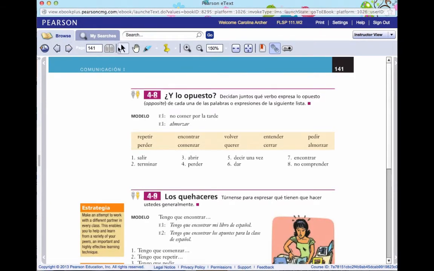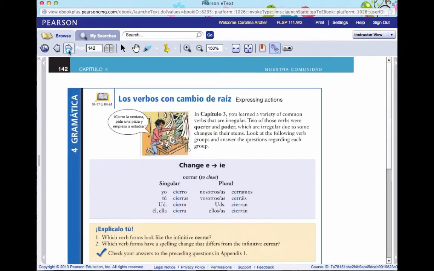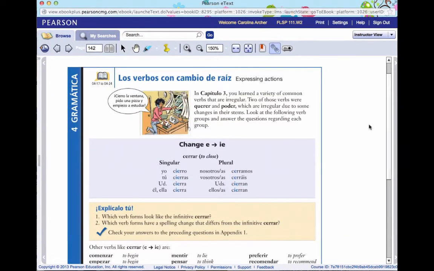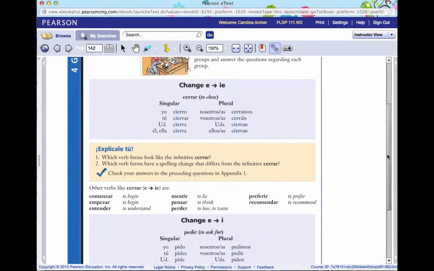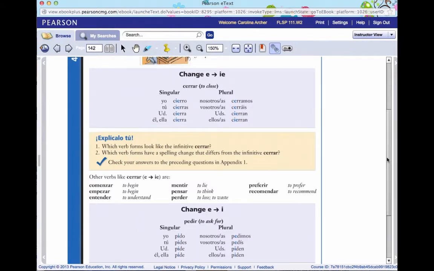And then we have verbs that have a change in their stem, in the root. Verbos con cambio de raíz, all right. So in the last chapter you learned a variety of common verbs that are irregular, and two of those are poder and querer. And they're irregular because they have changes in their stems. So these are some groups of verbs that are put in a group because they have the same kind of irregularities.